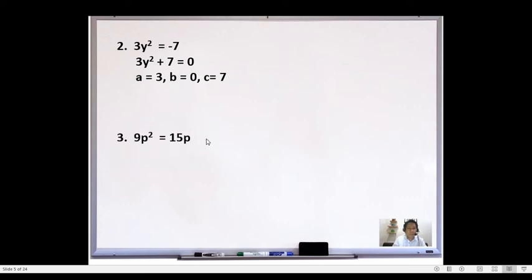For number 3, we have the quadratic equation 9p squared is equal to 15p. Again, we are going to write this one into the standard form. So this will become 9p squared minus 15p is equal to 0. So the value of a now is equal to 9, b is equal to negative 15, and c is equal to 0.